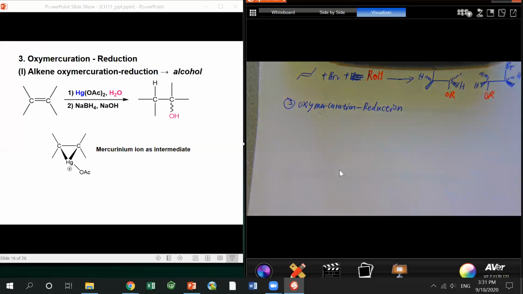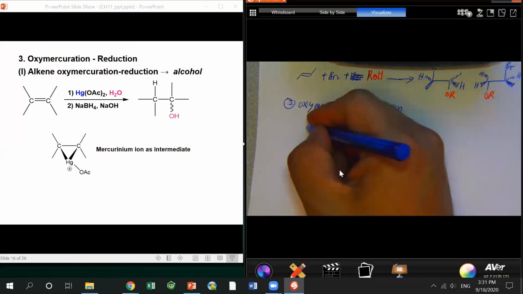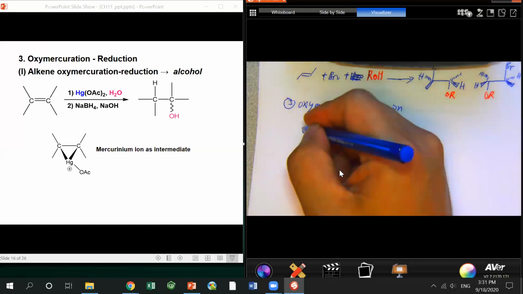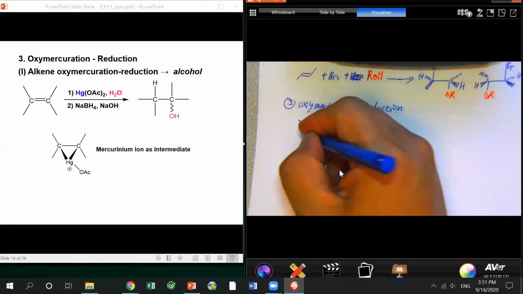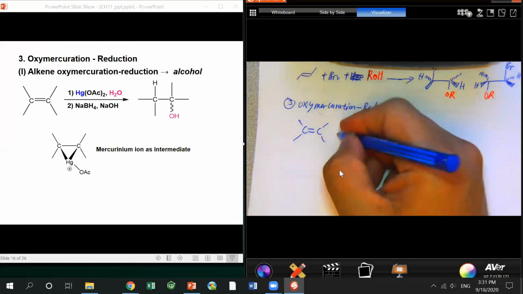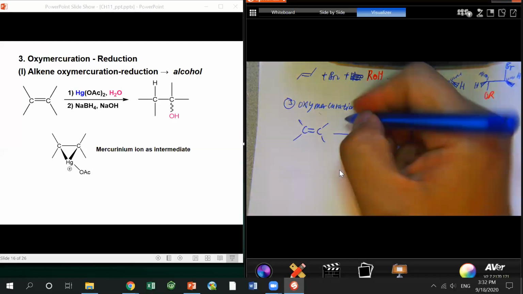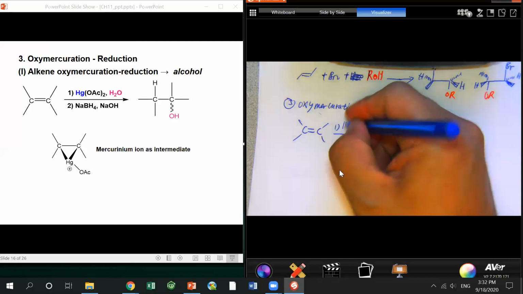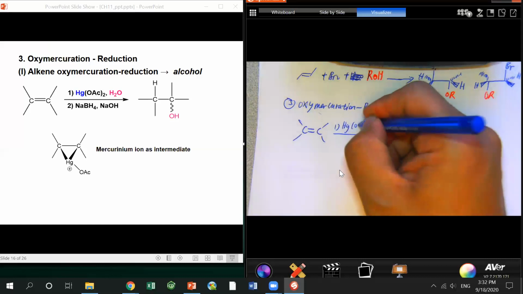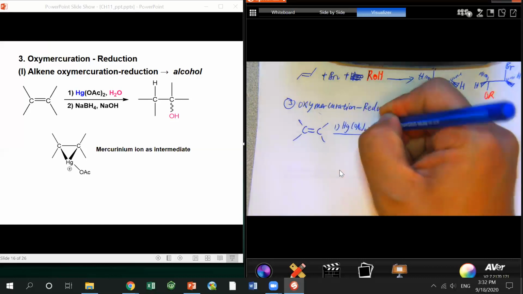What's the general reaction? Actually, it's also shown on the slide. It's a pretty similar reaction we already learned before: convert an alkene to an alcohol. But this time we do a two-step reaction. In the first step we use mercury acetate, and then water.